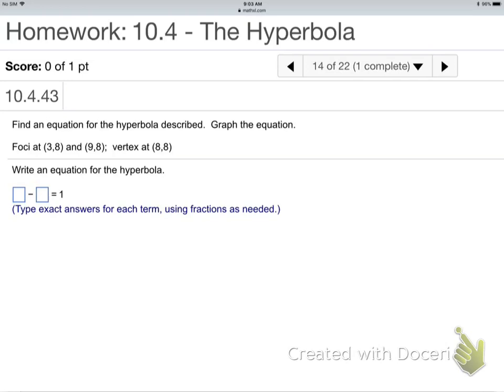All right, so here we are. Find the equation for the hyperbola.